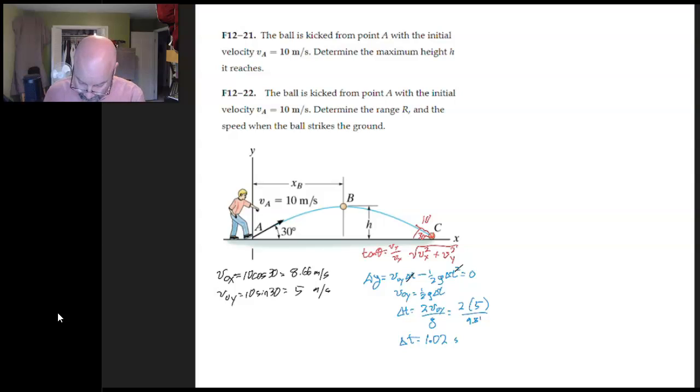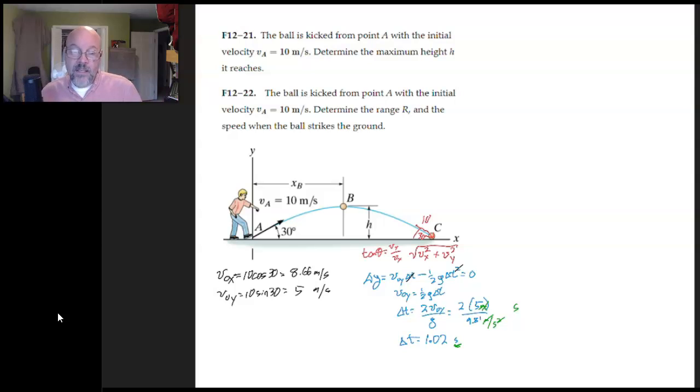Now I was a bad engineer. I didn't put my units in here. This is meters per second squared. And so you can see my meters are going to cancel, and I'm left with meters per second. One of my seconds cancels. So I'm left with seconds, which is what I have right here. Okay, so there's my time of flight.